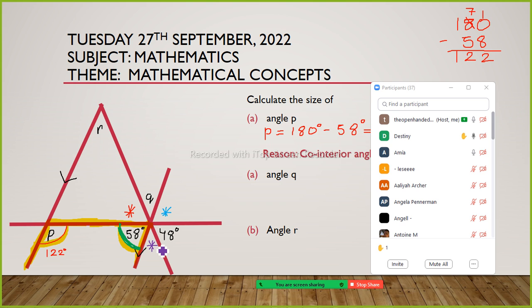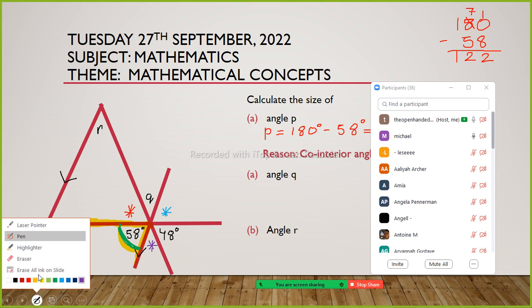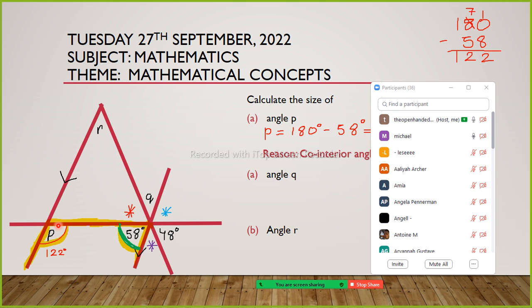Which one? The blue. I'm going with the one in the blue. She said the one in the blue. Anyone else? I'm pretty sure it's the one in the red. The one in 58, not 48. 58 is vertically opposite to which angle? The one in the blue, the red, or the purple? I pick blue.